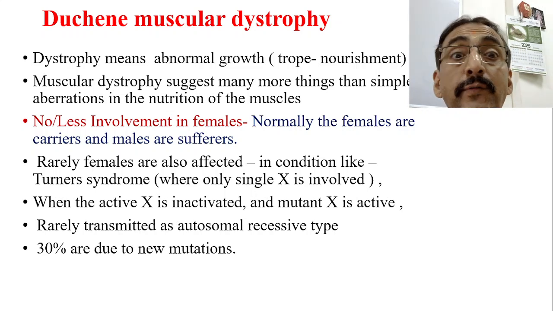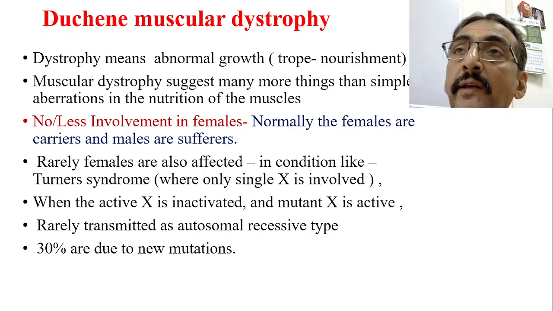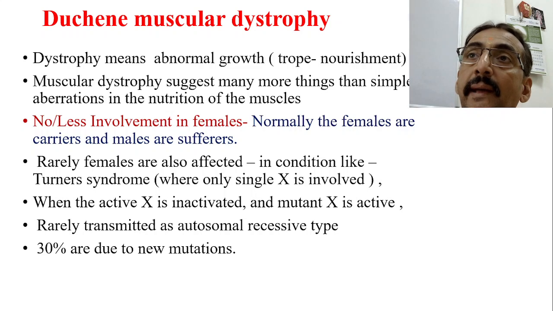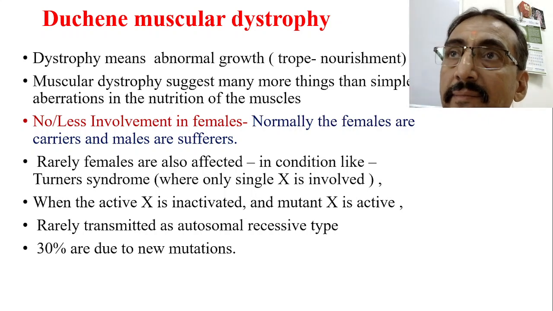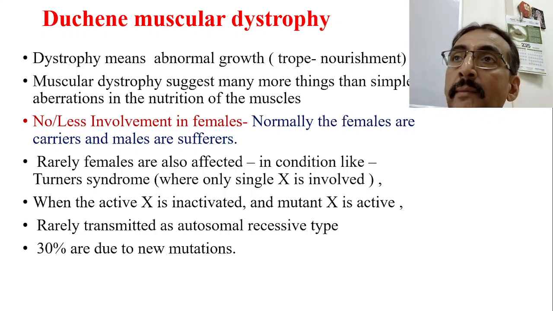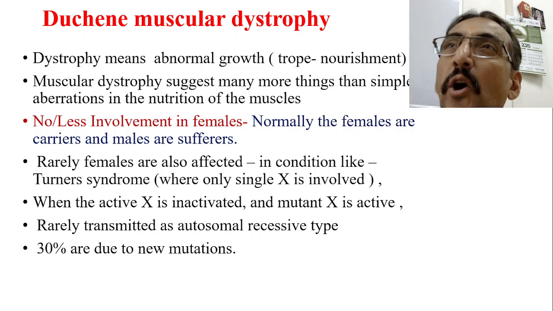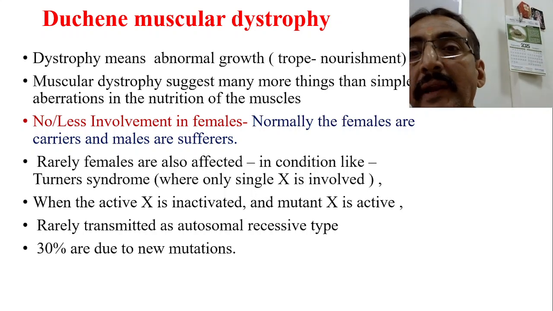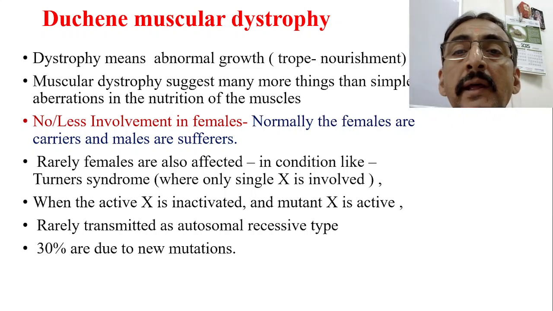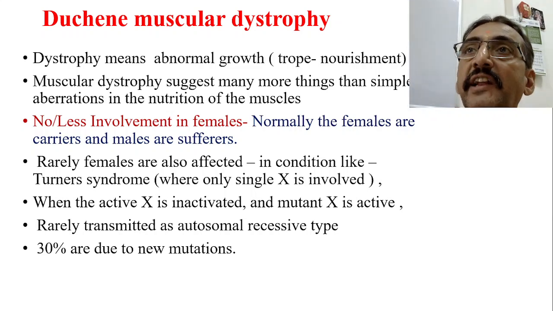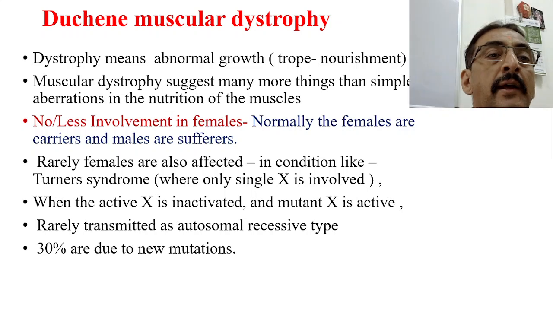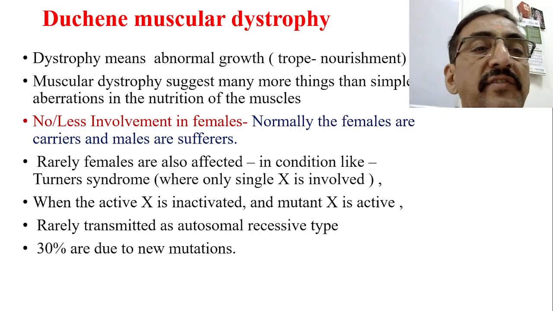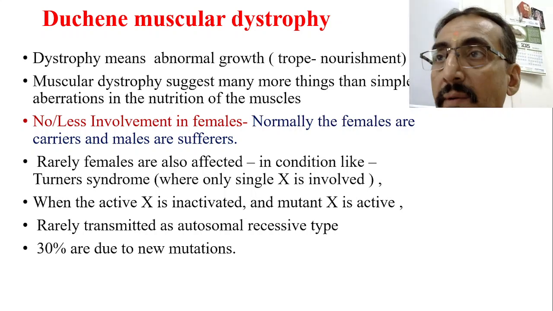Therefore the word dystrophy is there. Dystrophy means abnormal nourishment of the muscle. The muscle fiber gets accumulated by abnormal substances like fat, etc., and that is the meaning of dystrophy. Dystro means abnormal and troph means nourishment, so abnormal nourishment. Now muscular dystrophy suggests many more things than the simple aberration in the nutrition of the muscles.